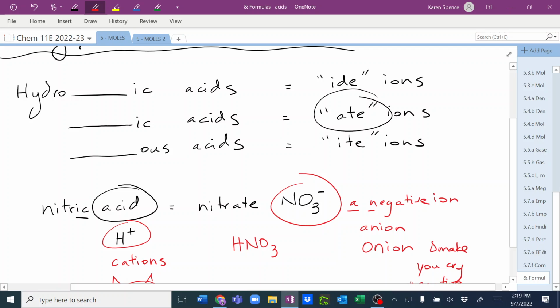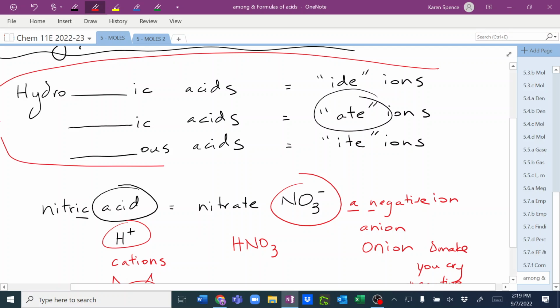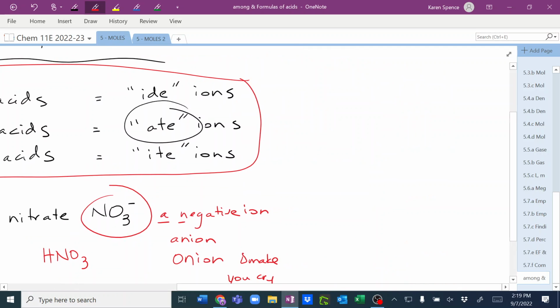Do you guys know what a mnemonic is? A mnemonic is a memory device. Do you know the memory device for the acids? Yeah, okay, so my ride has hydraulics. This isn't spelled right, but that's okay, it works with this, hydraulics. And then we have ate. I ate something icky. So the ide ions are the hydro-ic acids.